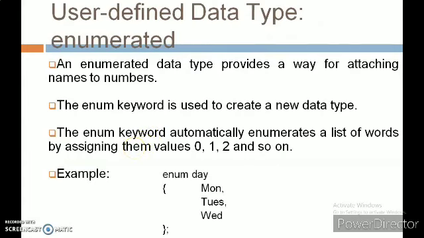The next user-defined data type is the enumerated data type. What does it provide? It provides a way of attaching names to numbers. That means the enum keyword is used to create a new data type, and it automatically enumerates a list of words by assigning them values 0, 1, 2 and so on. So this is the example. enum day, in curly braces Monday, Tuesday, Wednesday. Here Monday will be assigned value 0, Tuesday will be assigned value 1 and Wednesday will be assigned value 2.